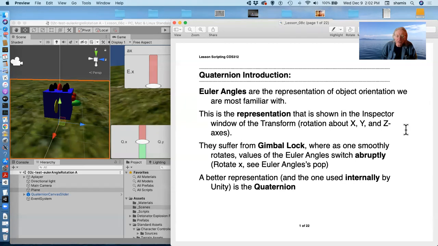In particular, it suffers from something called gimbal lock, a feature of gyroscopes that when they're turned to a certain angle, they would all of a sudden leap from one orientation to another, and there'd be a big bang in the device, and it was not good mechanically. It's called gimbal lock. The problem is that the values of the Euler angles switch abruptly.